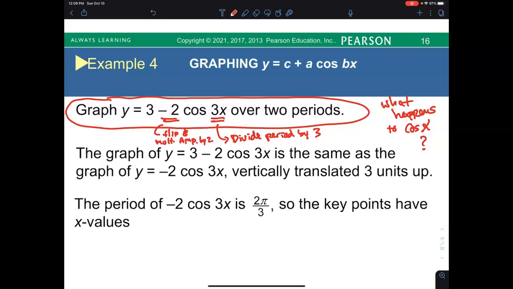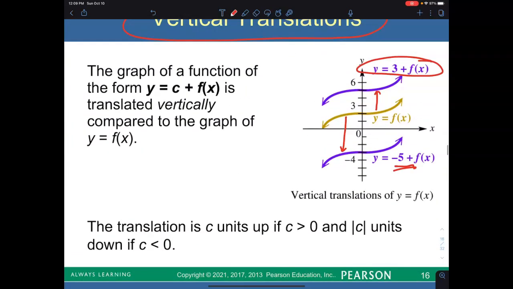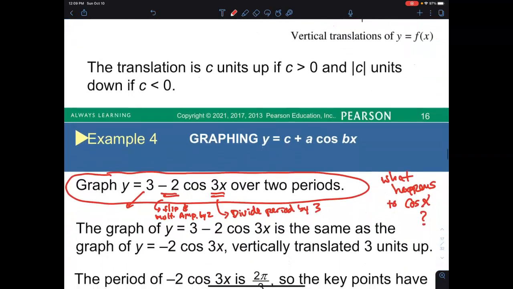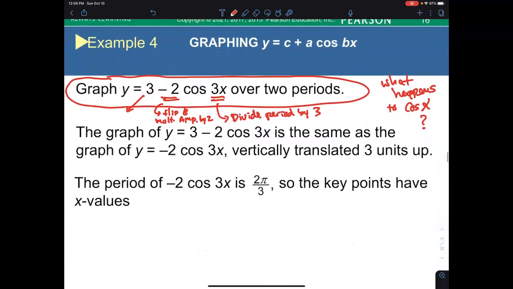And then lastly, there's this positive 3 that's been tacked on, basically added on the outside to this minus 2 cosine 3x function. And as we were just looking at, if I add a number out front, like a 3 or a minus 5, that's going to cause a shift. Since we're adding 3, this is going to cause it to shift up 3 units.